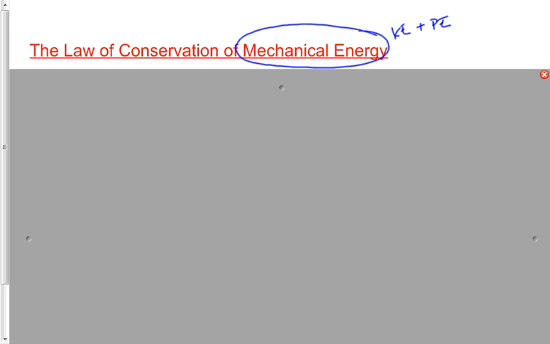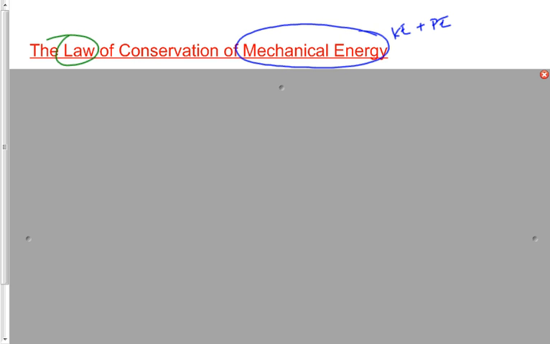So the law of conservation of mechanical energy, it's a law, which means it's got to be, okay? A law has to be. The law of conservation of mechanical energy says that mechanical energy has got to stay the same. You can't create mechanical energy. You can't destroy mechanical energy. It's got to stay the same all the time.